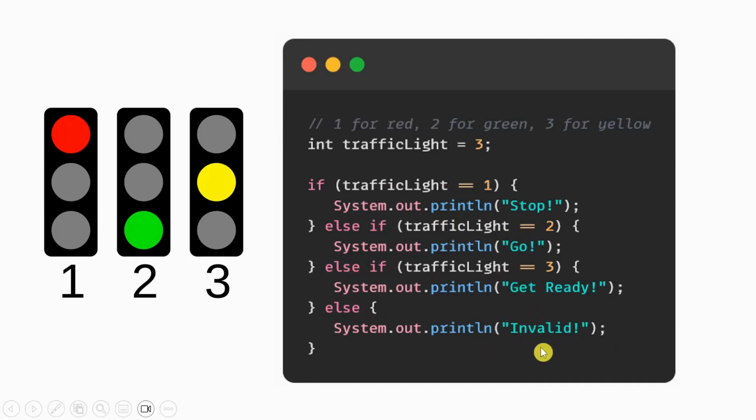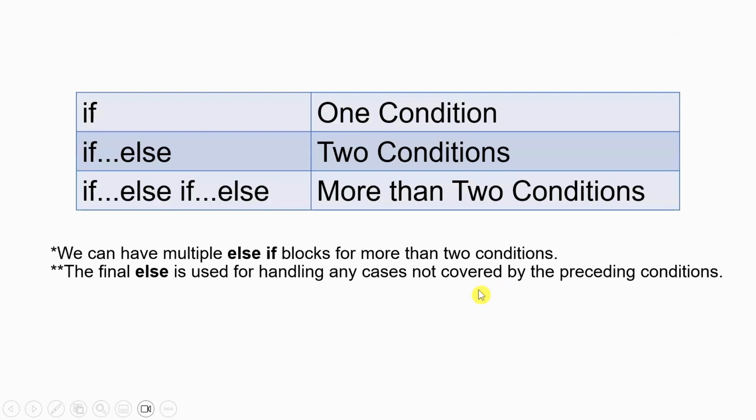I will print invalid. So the simple rules here: when you are dealing with one condition, we will need to use the if only. If you are dealing with 2 conditions, just like the one that we have seen earlier, whether the traffic light is red or not red, we will need to use if else. And finally, if we are dealing with more than 2 conditions, we will need to use if, else if, and also else. Remember, we can have as many else if as we like within the if else.